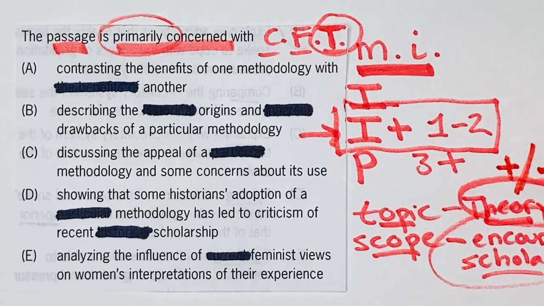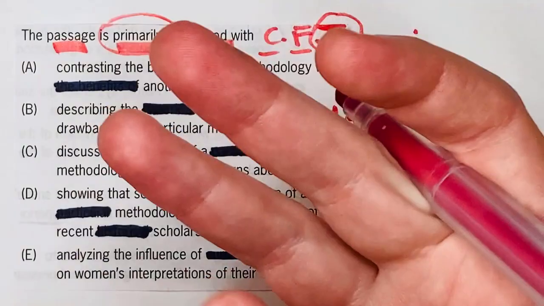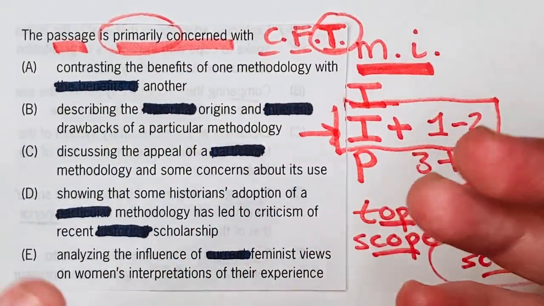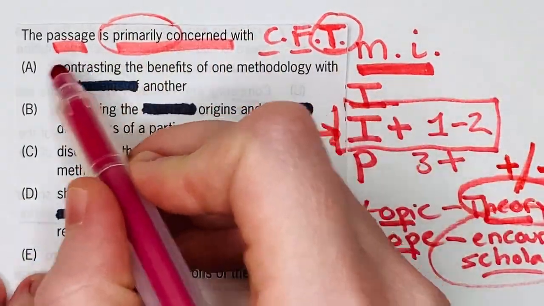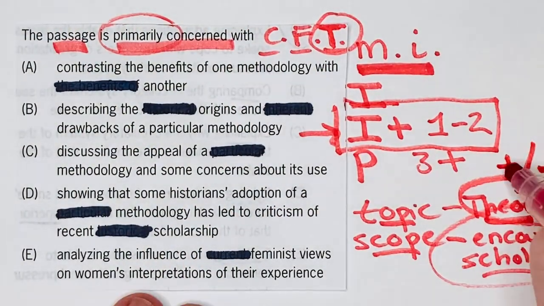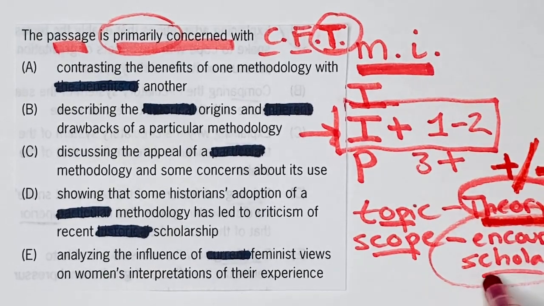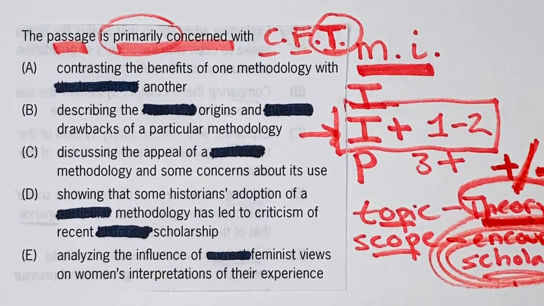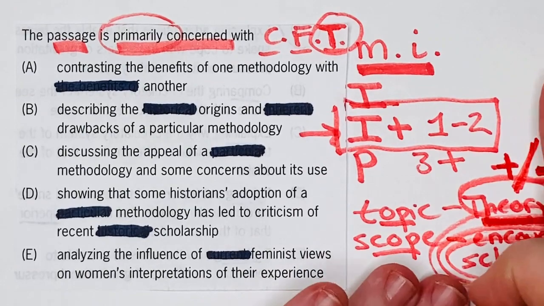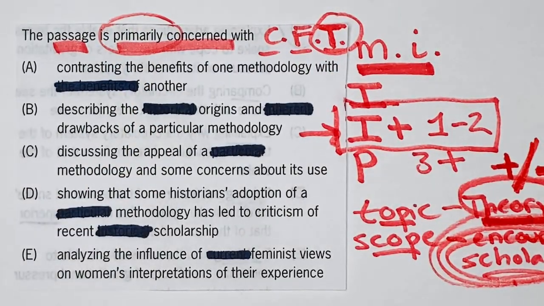So because of the structure where the first paragraph offers a little bit more of the positive side, the second paragraph offers a little bit more of the negative side, we want the main idea to represent both sides. So we're looking for something positive and negative about a theory and its impact on scholars. So that can be our prediction, and now we're ready to look at some answer choices.